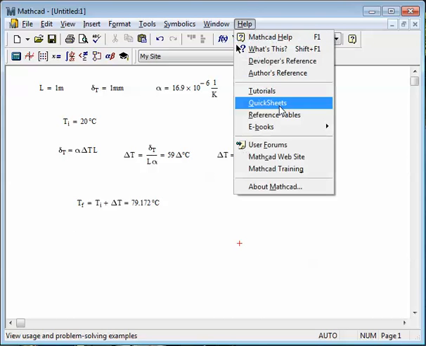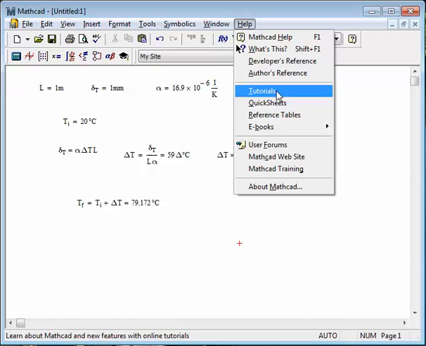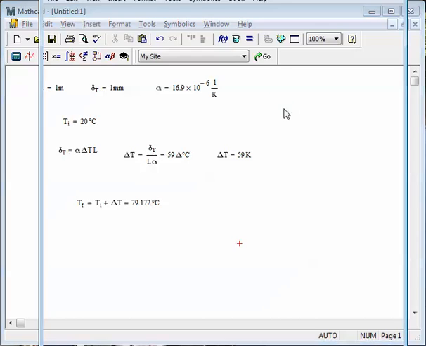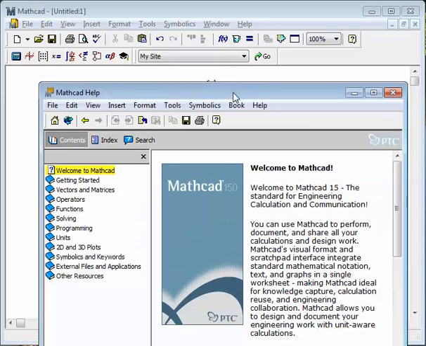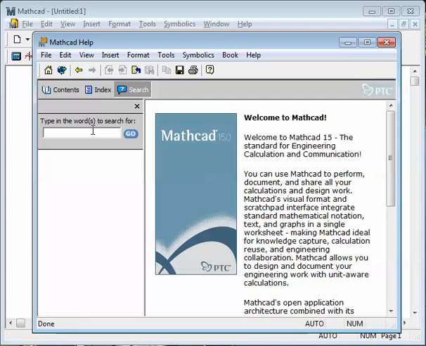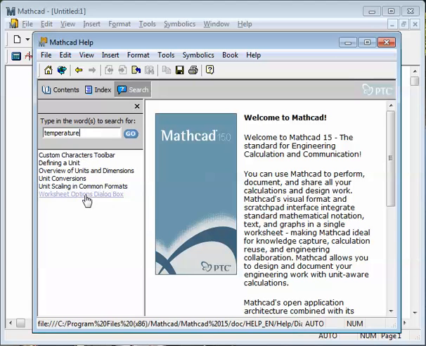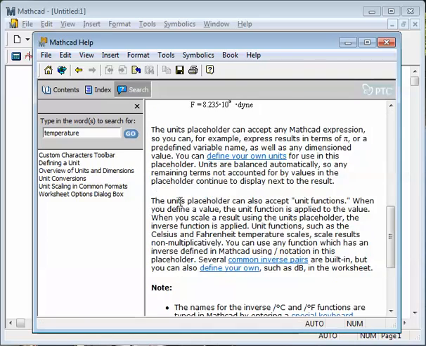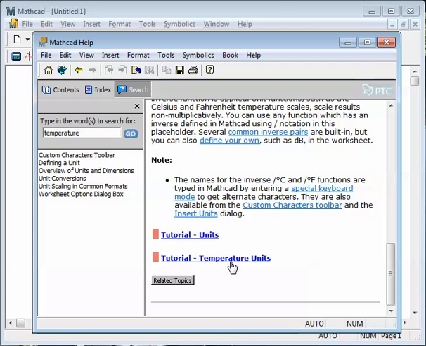If you want, you can look in Mathcad tutorials. There is one about this. I'm not sure where to get it, though. Just do Mathcad help. And if you search for temperature, under the unit conversion help, there is a thing down here about a tutorial about temperature units. You might want to have a look at that and see if you need some more help. That might be where you need to go.